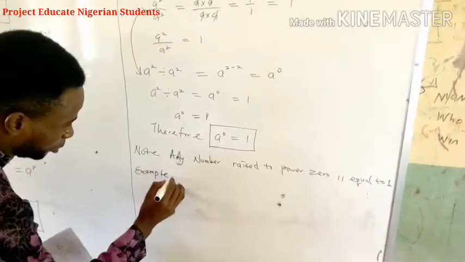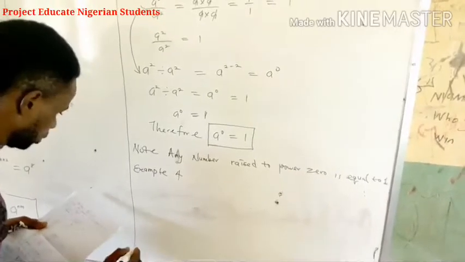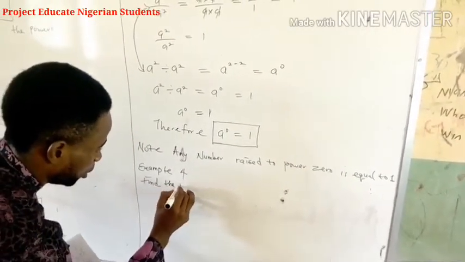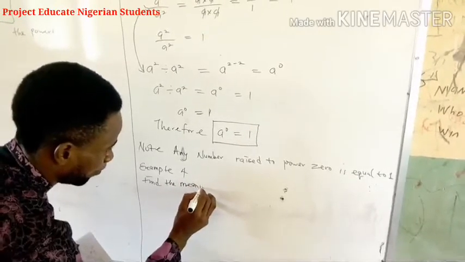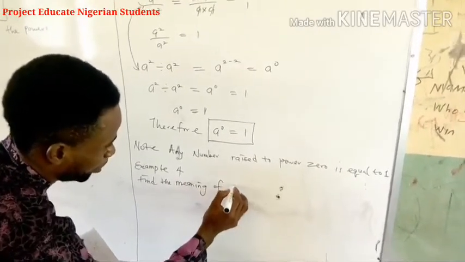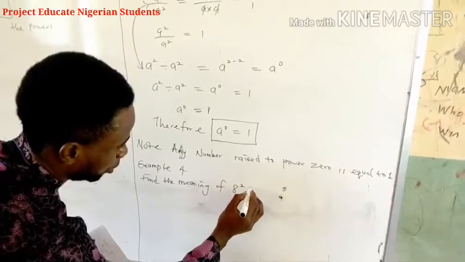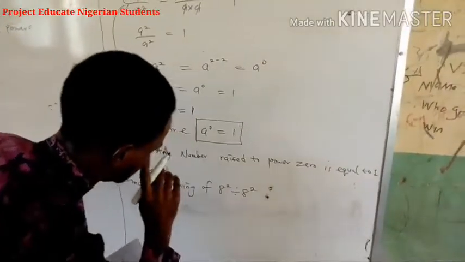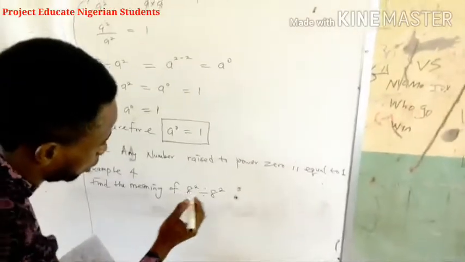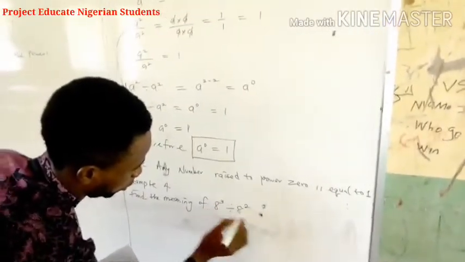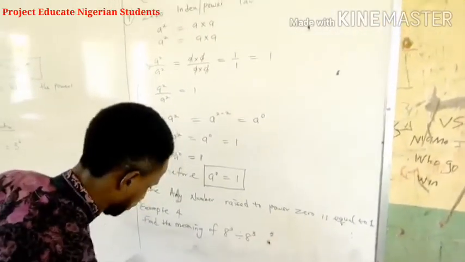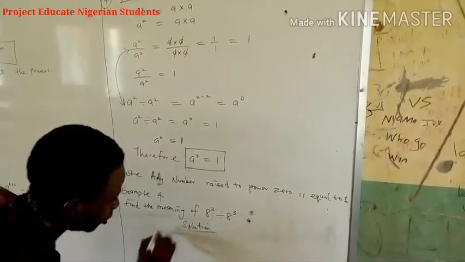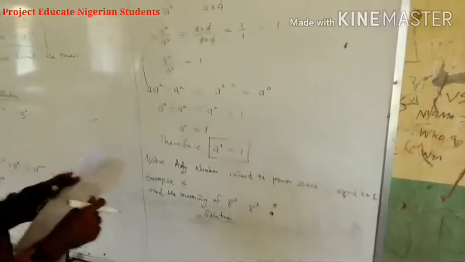Example 4. Example 4 says find the meaning of 8 raised to power 2 divided by 8 raised to power 2. Okay? Or let's just use 3. 8 raised to power 3 divided by 8 raised to power 3. So solution. So we have to get the solution.